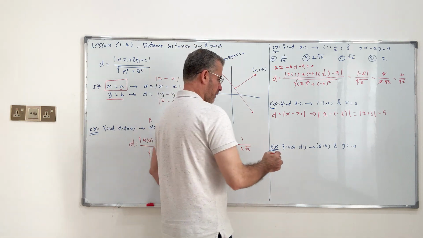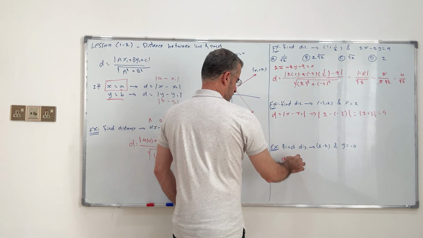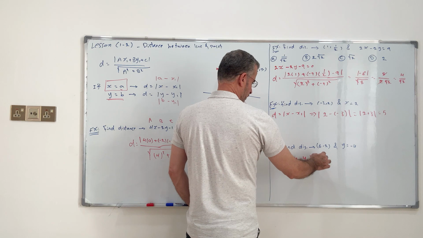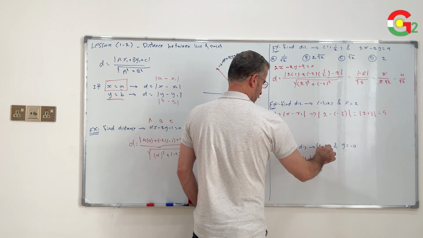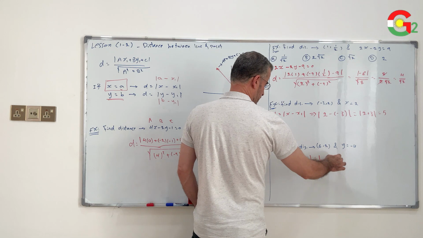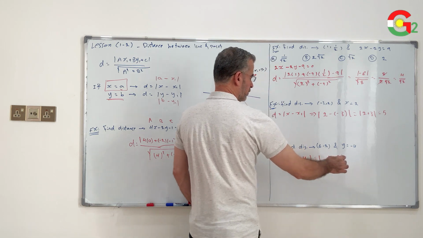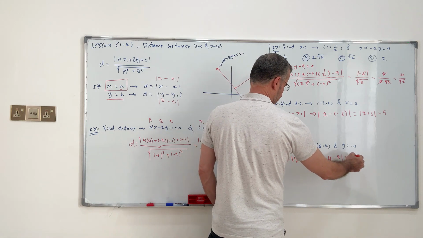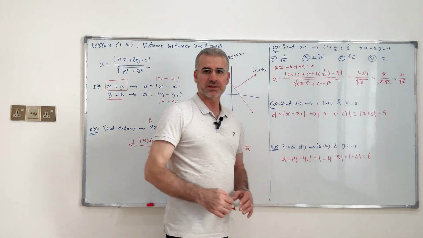Find the distance between the point 6, 2 and y equal -4. Y equal -4 is a horizontal line. Then the distance is y minus y1 absolute value. The value of y here is -4. The value of y1 is 2. -4 minus 2 equal to -6, equal to 6.